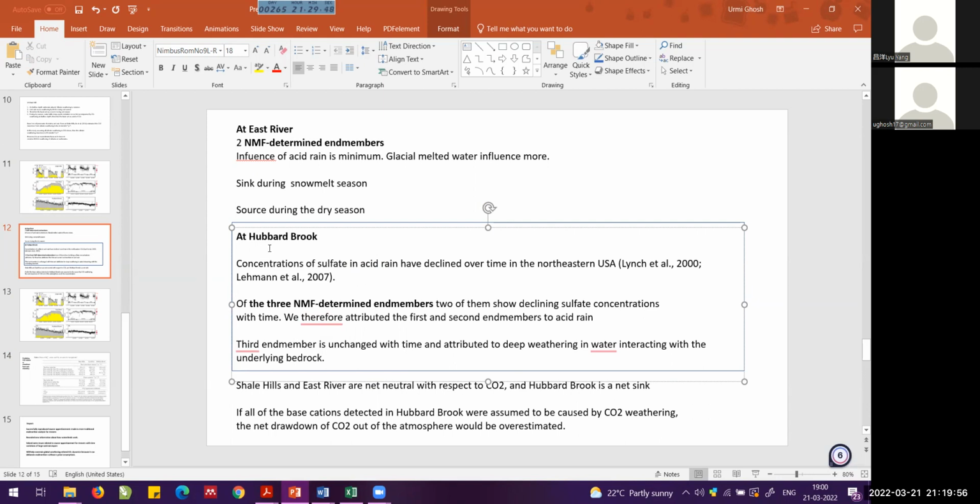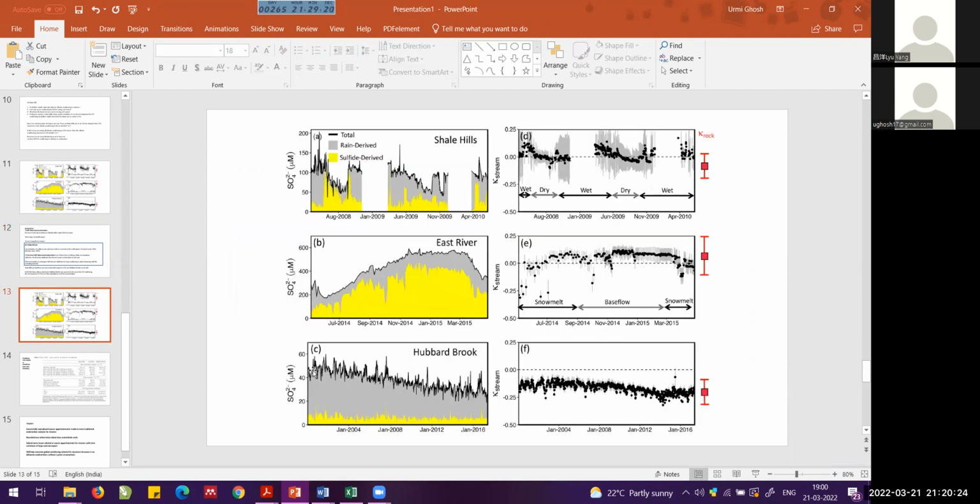So at Hubbard Brook, as already mentioned, there are 3 end members. Of those 3 end member compositions, 2 of them show a declining sulfate concentration with time. Therefore these 2 end members have been attributed to acid rain, whereas the third end member that does not change with time is attributed to deep weathering water, which is interacting with the underlying bedrock.